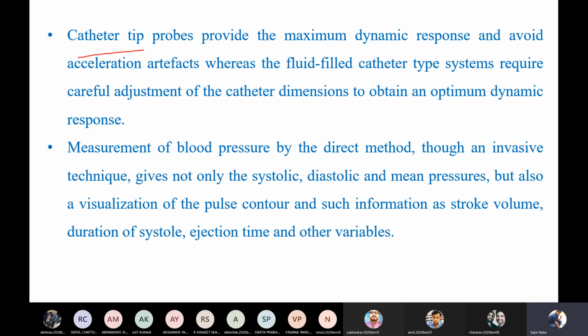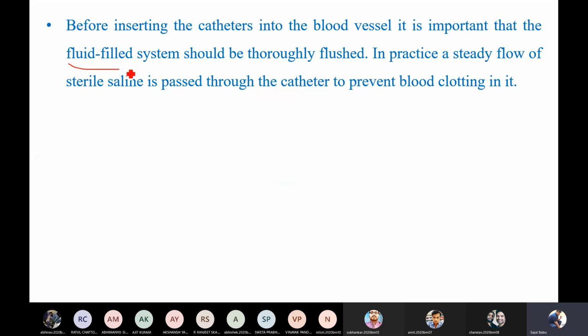The other thing you have to remember whenever you use a fluid filled system is that you have to flush the fluid properly before inserting the probe into the blood vessel. Normally, sterile saline is passed through the catheter to prevent blood clotting in it. So this is how the system is going to work.